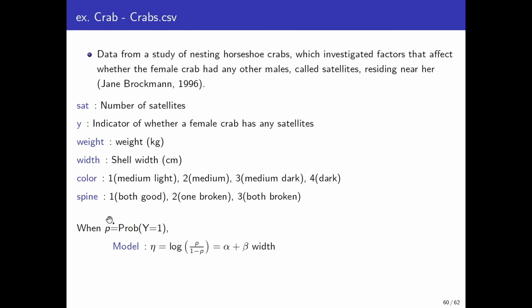First, sat, the number of satellites; y, an indicator of whether a female crab has any satellites; weight; width; and the color, where 1 is medium light, 2 is medium, 3 is medium dark, and 4 is dark. And spine, where 1 is both good, 2 is one broken, and 3 is both broken. In line with this, p is the probability that y equals 1. We can write our model as eta equals log of p divided by 1 minus p, equals alpha plus beta times the variables.